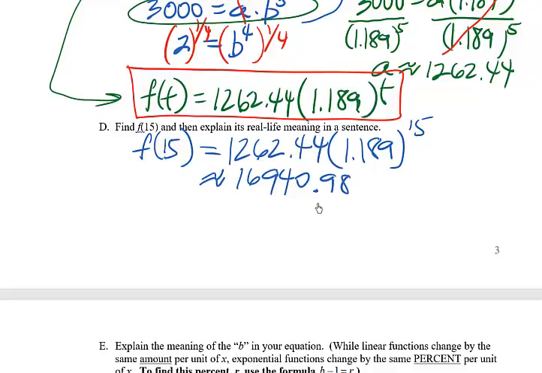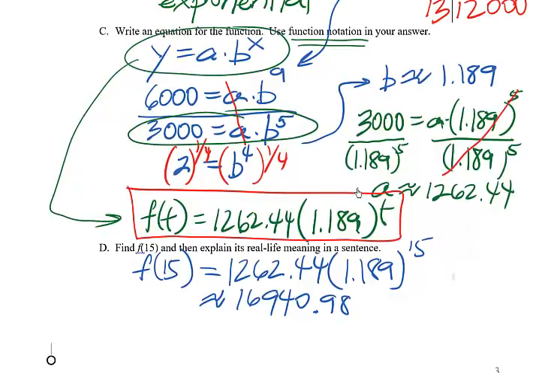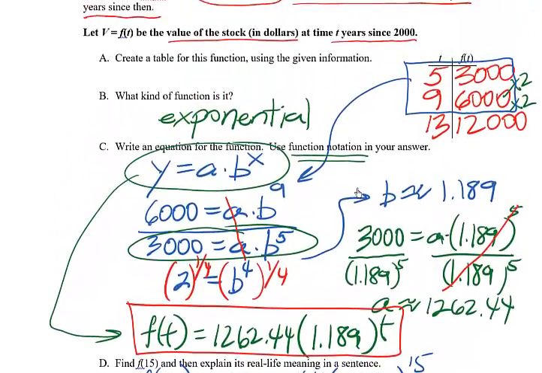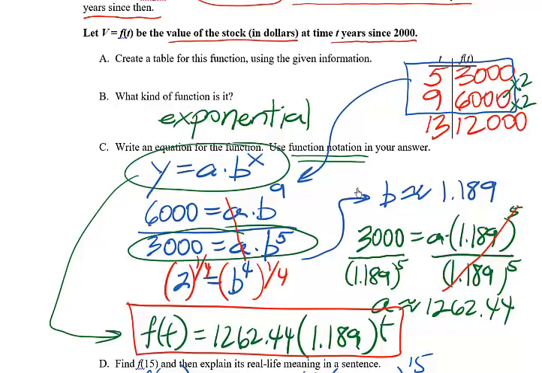And again, there should probably be rounding instructions. Let's use 2 decimal places. I got 16,940.98. As far as explaining the real life meaning of this, well, we're going to have to take into account the 15 as well as the 16,000 number. Probably be a good idea to double check our let statement, our variable definitions. Remember, T stands for the number of years since 2000, so there's going to be some year referenced here. And F of T is the money in dollars, the value of the stock.